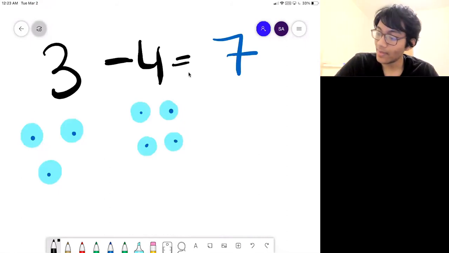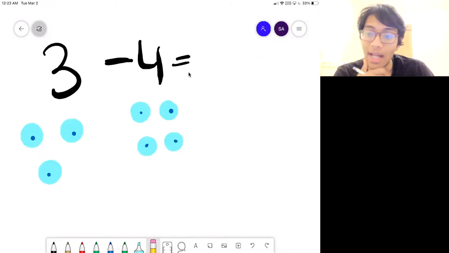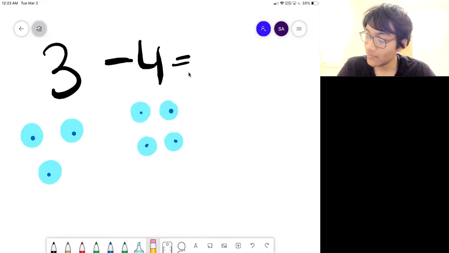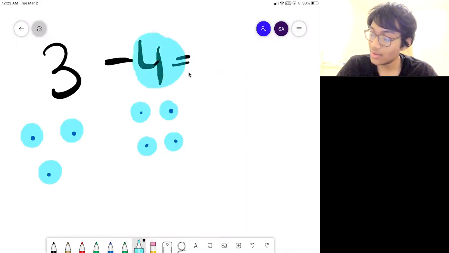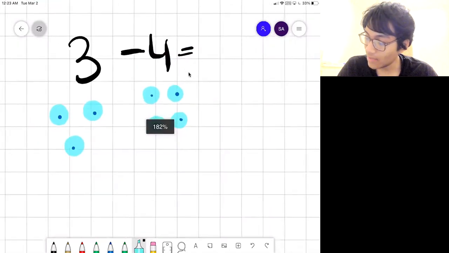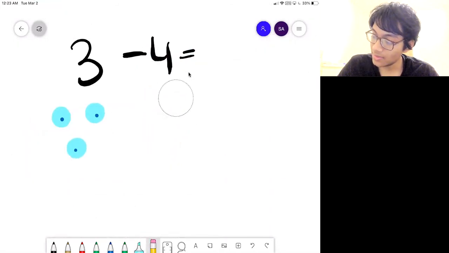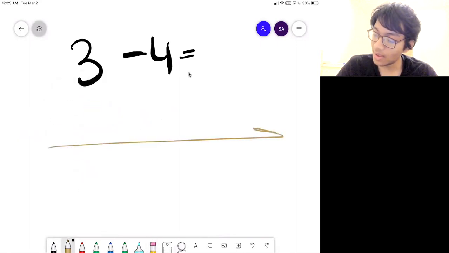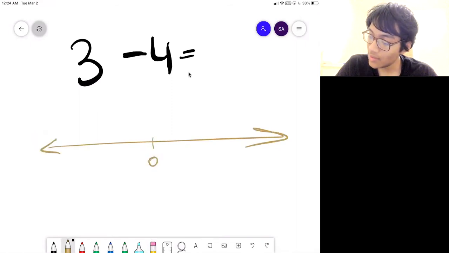So what's 3 minus 4? I know it can't be a positive number. 4 is bigger than 3, right? So let's use the number line to help us out. Here's our number line. Okay. And let me put up the numbers, 0, 1, 2, 3, 4.